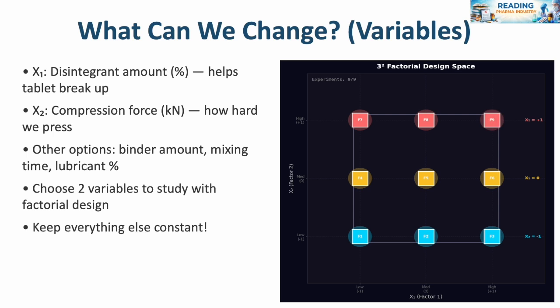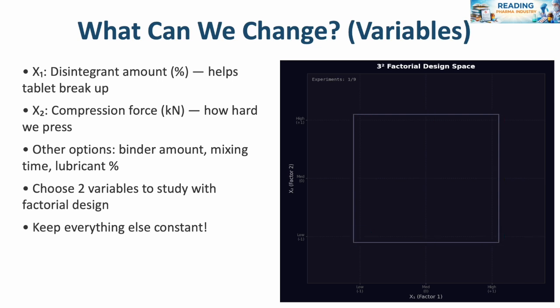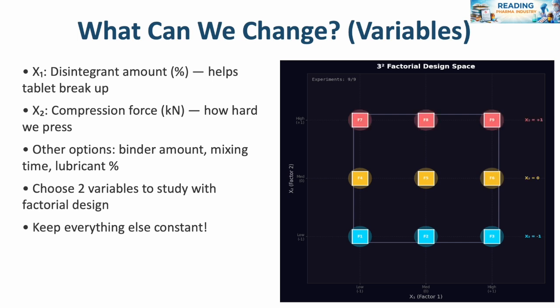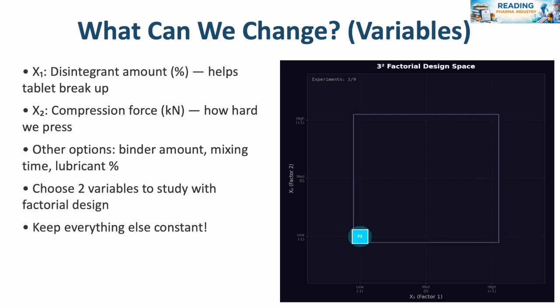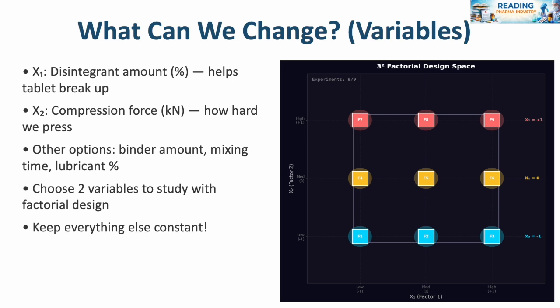And for the purpose of optimization, we choose two variables to study using factorial design. You can of course choose more than two variables, and we call those independent variables. If you are not familiar with the terms dependent and independent variables, then I suggest you go back and check the earlier videos to understand these concepts. It's very important that you understand these concepts, otherwise it will be difficult for you to understand the following points we're going to discuss. And then when we choose two variables, we need to make sure everything else is constant.